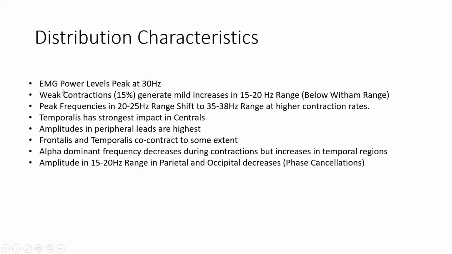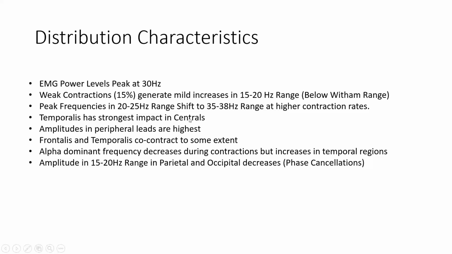So, distribution characteristics: EMG power levels in general peak at 30 hertz based on this research. Weak contractions, 15%, generate mild increases in the 15 to 20 range. Anything below that is very mild, in the Witham range, which means that below 20 hertz is mostly real EEG. Peak frequencies in the 20 and 25 hertz range shift to 35 to 38. The more they tensed up, the more these ranges shifted up. Once they start to fatigue, they'll shift back down again, and actually shift below maybe 20, 25 hertz.